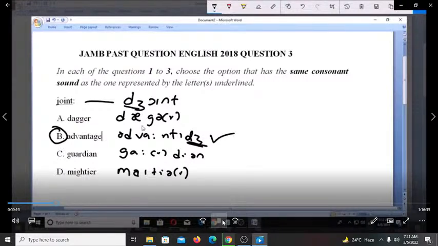This is dagger, this is advantage, this is guardian, this is mightier. So B is where we have this G here, similar to this G in joint. And that makes option B the right answer. Thank you.